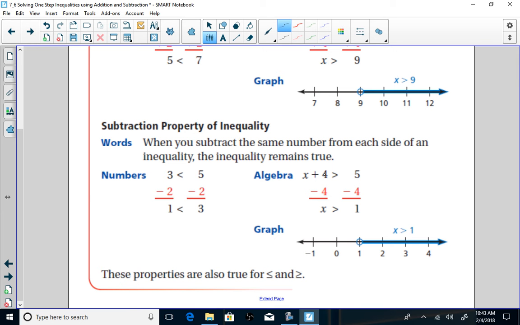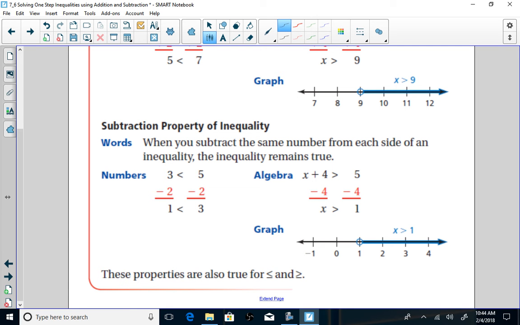Some number, when I add 4, has to be more than 5. And we're looking for what that number would have to be. So I see addition in the inequality. I use the inverse operation to find the solution. So I subtract 4 from both sides of the inequality. My solution says x has to be greater than 1. What does that look like graphed? 1 is circled on the number line. It's an open circle. Everything to the right is filled in.